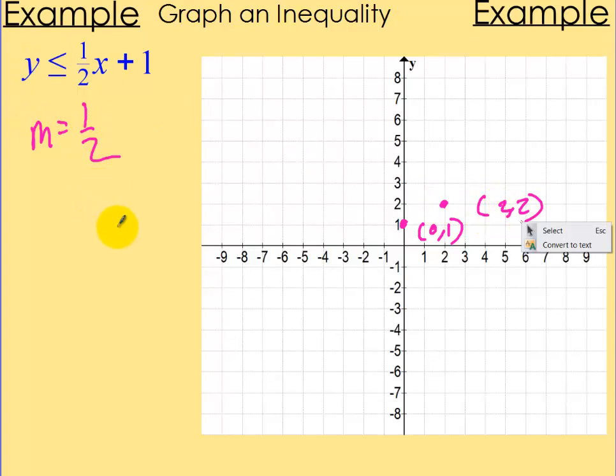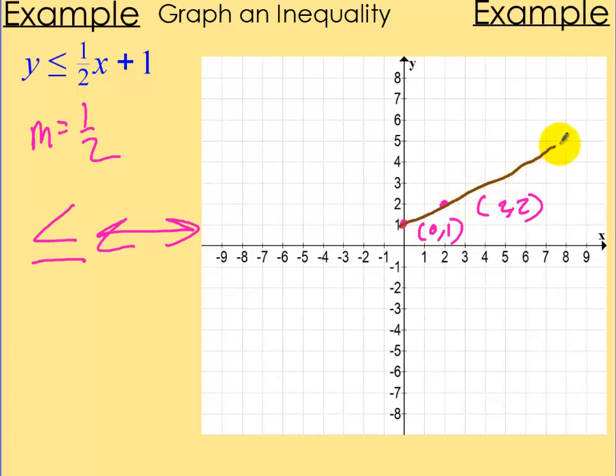And now I want to draw a line. Since it's less than or equal to, this is going to be a solid line, just like that. So I will draw a solid line going through those 2 points, a perfectly straight, solid line going in both directions. Yeah, perfectly straight. And now where do I shade?